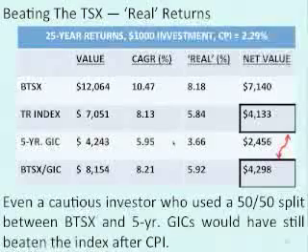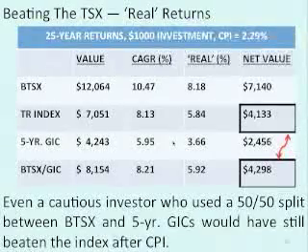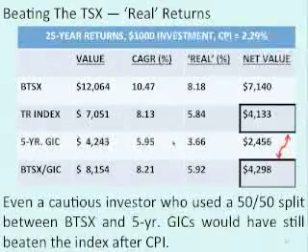So we were talking about this little experiment where an individual did a 50-50 split between the BTSX and 5-year GICs. He would have still beaten the index.